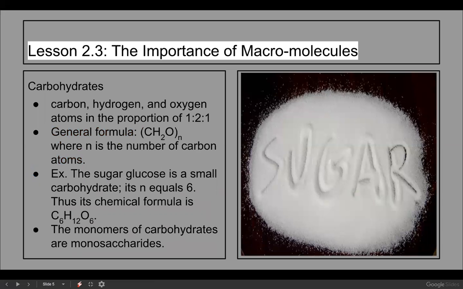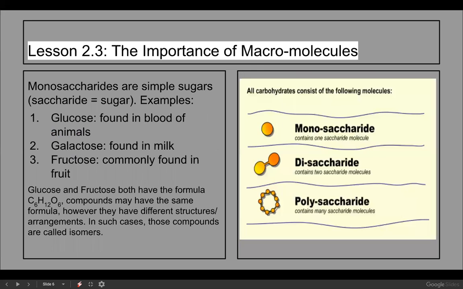So carbohydrates: carbon, hydrogen, oxygen atoms in a proportion of 1 to 2 to 1. That's the general formula, CH2O, and then you can have many of those individual monomers connected, where n is the number of carbon atoms. The example would be a sugar like glucose, or something like maltose connected together. Thus, its chemical formula is C6H12O6. The monomers of carbohydrates are called monosaccharides. Saccharides, kind of like a sugar stick. So monosaccharides are simple sugars.